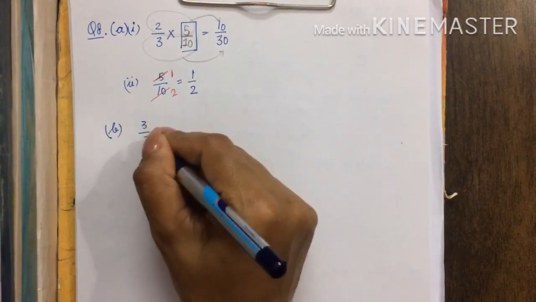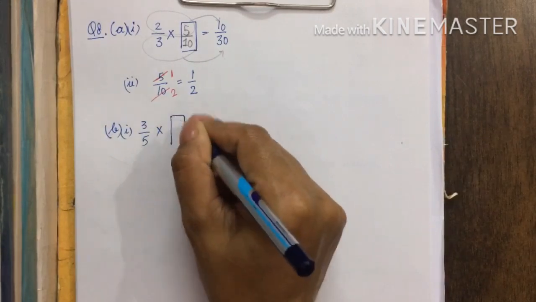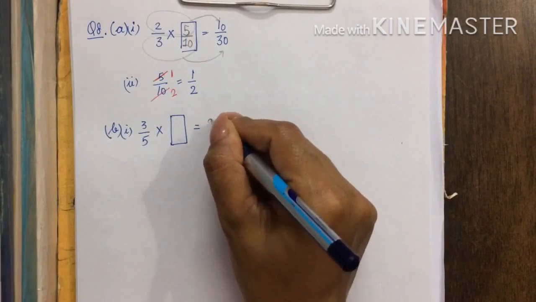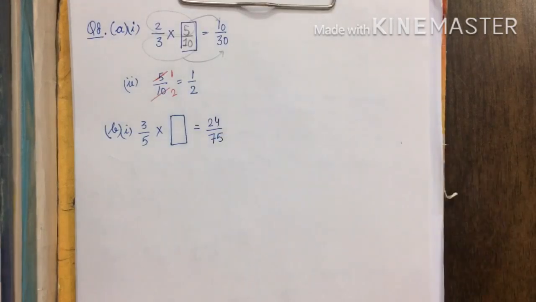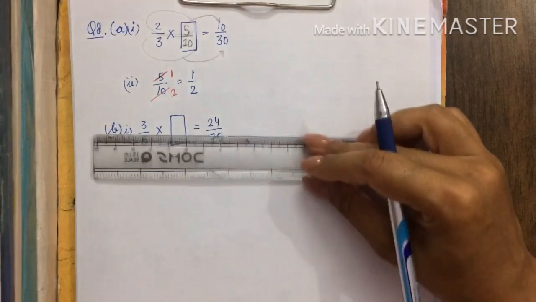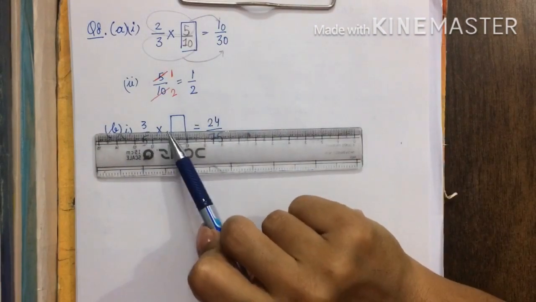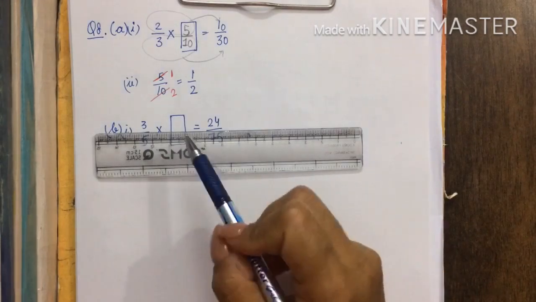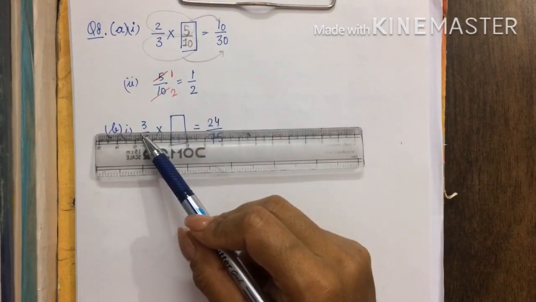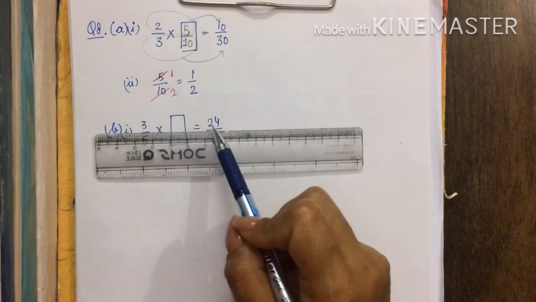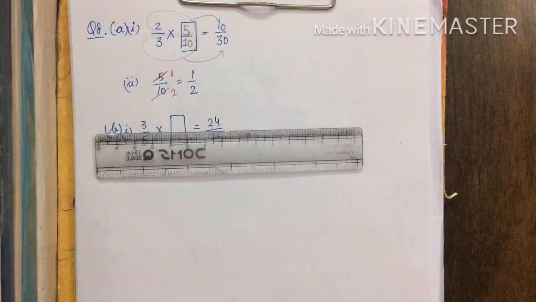Now you have 3 by 5 multiplied with a fraction, and the answer you want here is 24 by 75. Now it is not necessary that the numerator and denominator will be different. You have to think of the numerator separately and the denominator separately. In this case, we want to fill a number here in the numerator, so that when you multiply 3 with that number, the answer is 24. You can divide the answer by 3 and fill the number here. So 24 divided by 3, the answer will be 8.